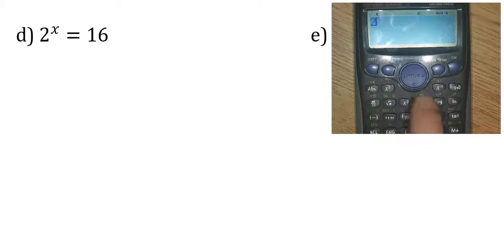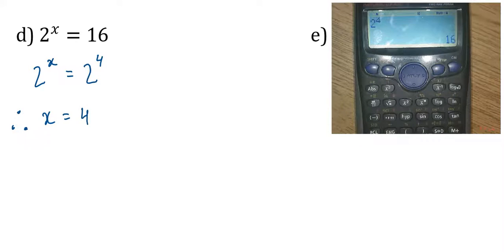But I don't just then say x is 4. I say 2 to the x, I rewrite 16 as a power of 2. And then I go, therefore, x equals 4. And this is a must. You must write them properly and solve them the correct way.